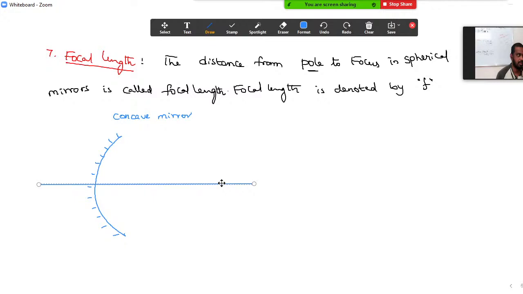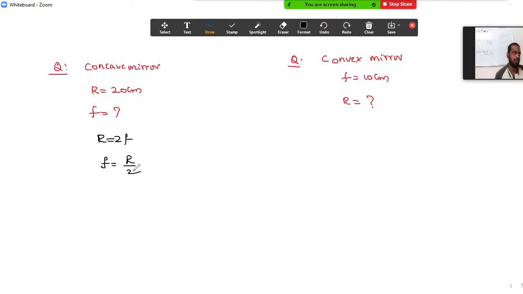We have the formula. What is the formula? R is equal to 2f, right? In the first question we need to find out focal length, so F is equal to R by 2. Now 20 by 2, what is the answer? 10 centimeters. Don't forget to write units. Units are very important in physics. In the similar way, here R is equal to 2F, direct substitution. 2 into 10 centimeters. 20 centimeters is the radius of curvature for the convex mirror. Is it clear, all of you?